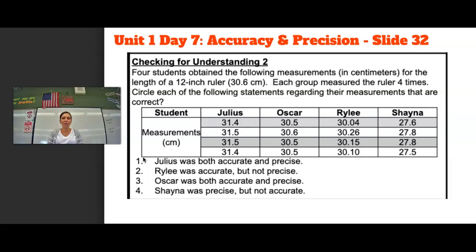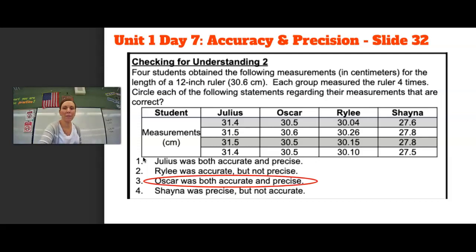So what I'd like you to do, pause the video, read through this, and then you're going to use that little circle tool. So there's a little red circle on the side, and you'll use that to circle what you think is the correct answer. If you think that more than one of these statements are true, you're going to copy and paste that circle again. Okay, so let's go through it.